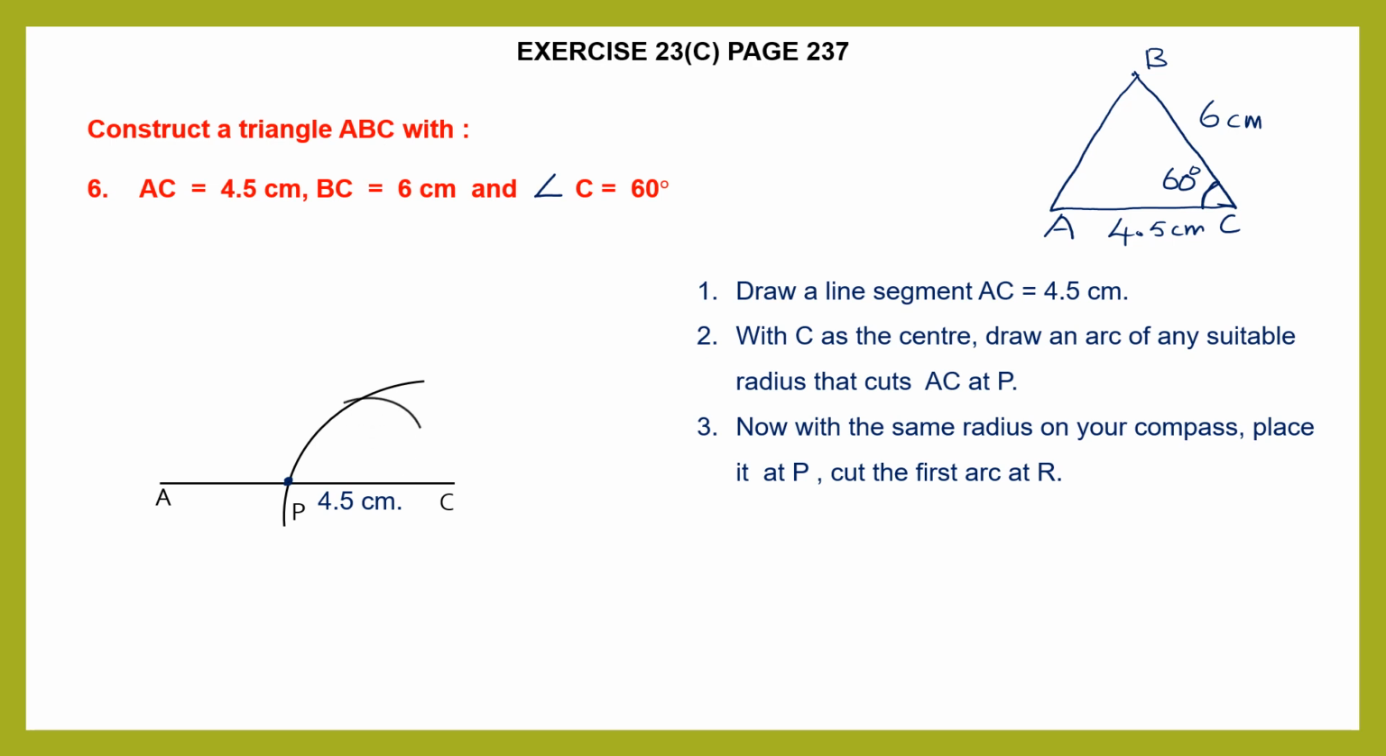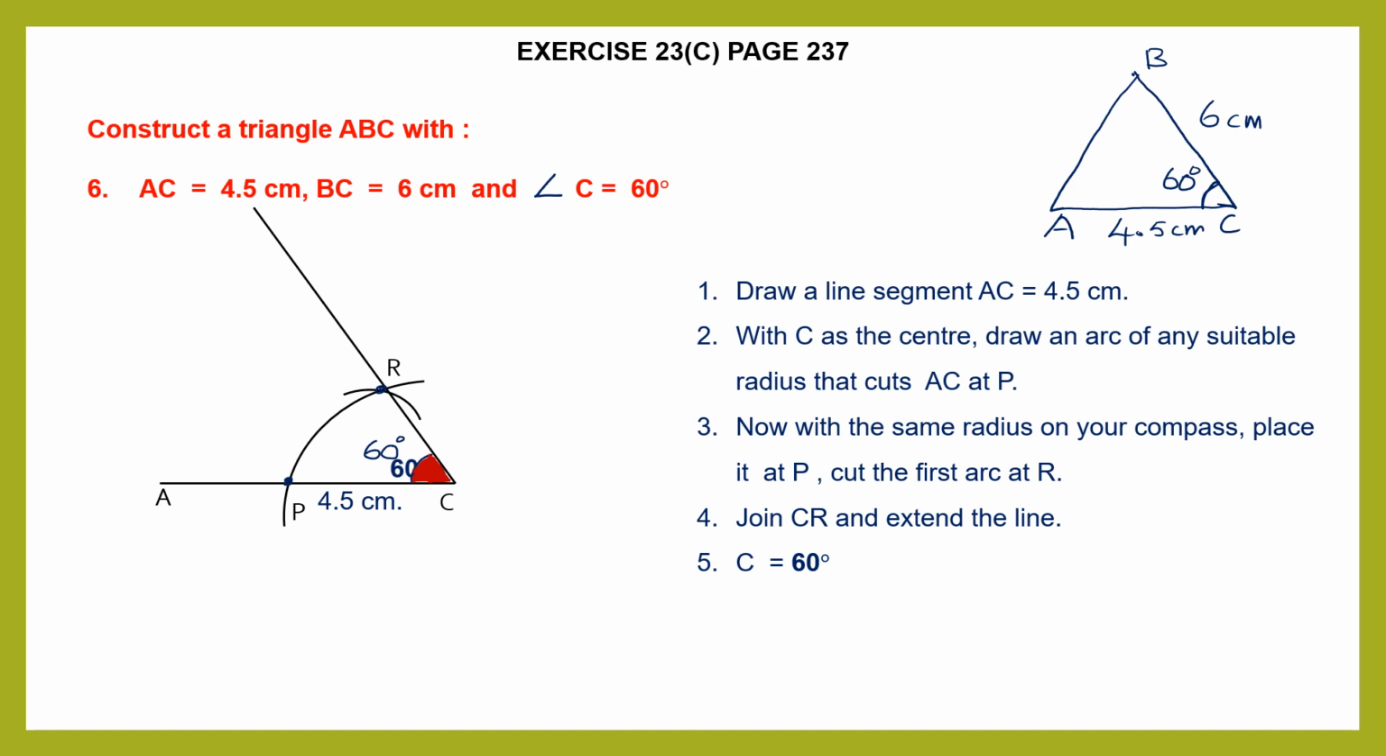So let's do that. So we've got another arc that has cut it at a point here and we're going to name that point R. Okay. Now join CR. So we have C here and R here. Join CR and extend that line beyond R. So we've joined CR. We've extended that line beyond R. Now angle C is equal to 60 degrees. So this angle C is now 60 degrees.